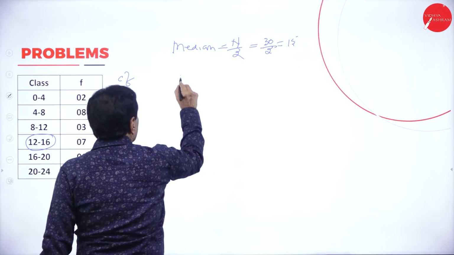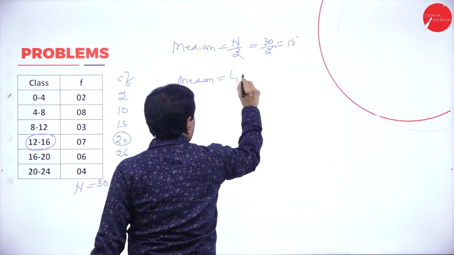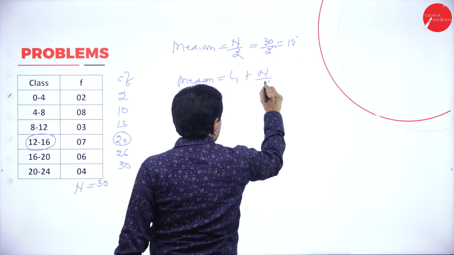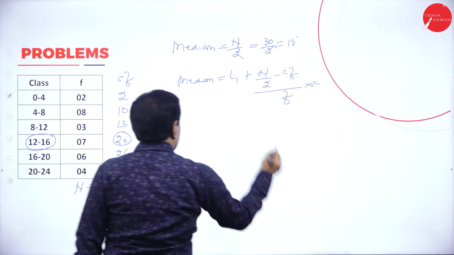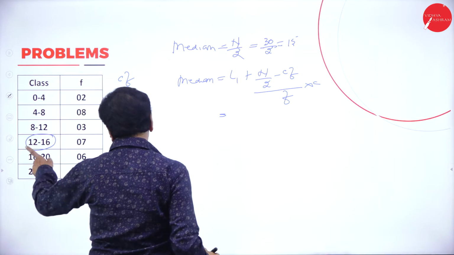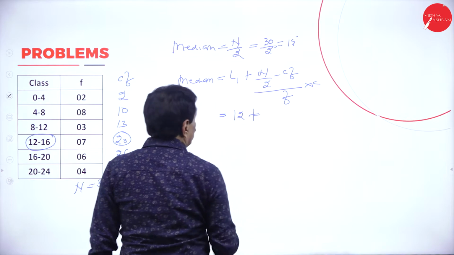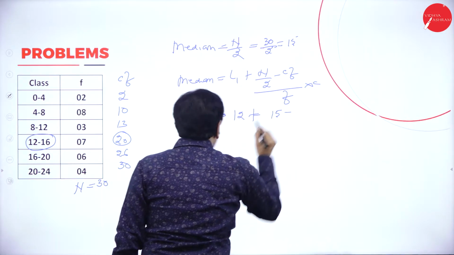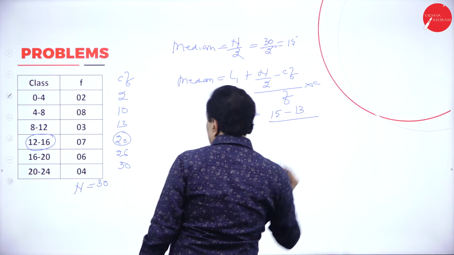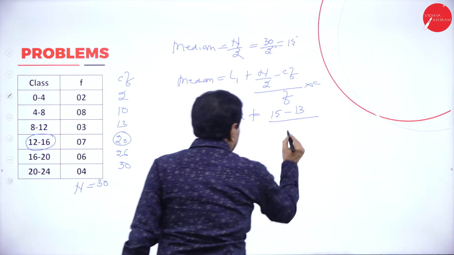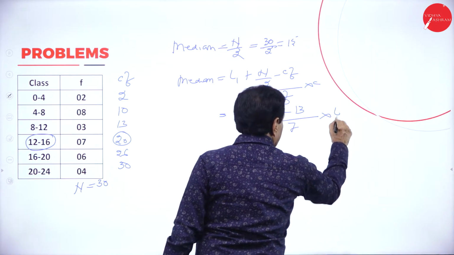Apply the formula. Median is equal to L1 plus n by 2 minus CF over F into C. Which range you are selected? 12 to 16. L1 is 12. What's your n by 2? It is 15. Minus CF, behind number is 13. Divided by consent frequency is 7 into your class interval is 4.